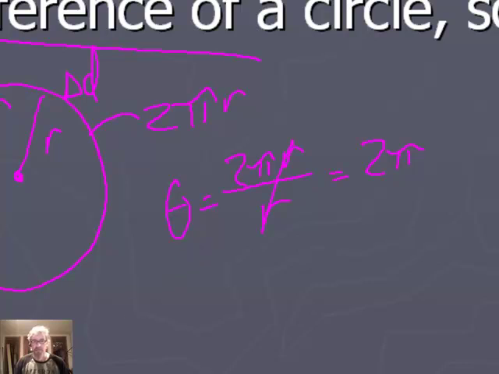Well, that means that we now have a conversion unit. 2 pi radians, remember radians are unitless, so I'm not putting a unit there, is equal to 360 degrees.